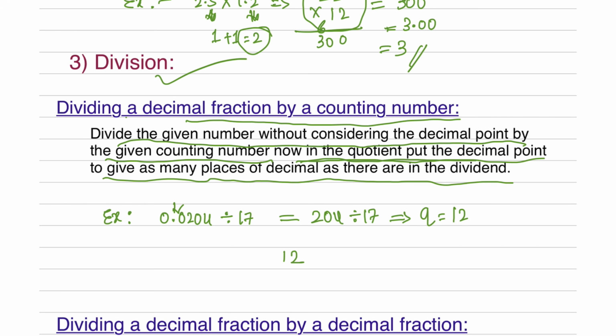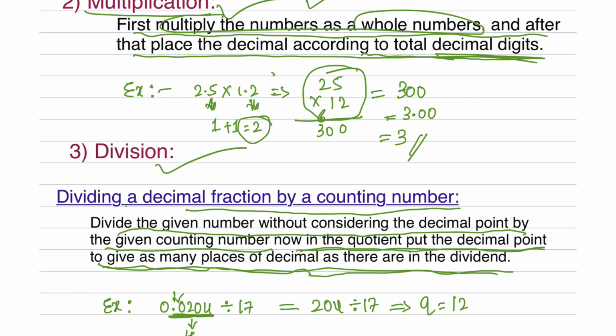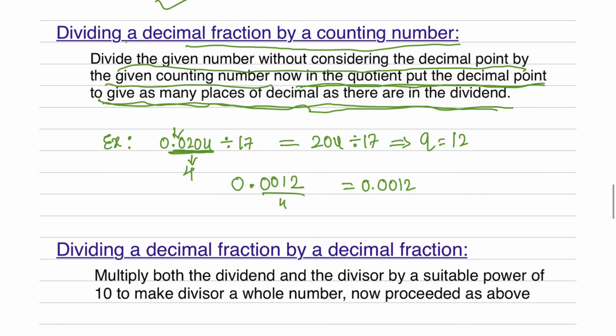Now in the quotient put the decimal point to give as many places of decimal as there are in the dividend. See how many digits are there after the decimal point? 4. Now you should make it 4 digits and keep the decimal point. Means you add 2 zeros, it will be 4 digits, and keep the decimal point. So 0.0012 is the answer. So as we did in multiplication, first we multiplied and then we kept the decimal point. In the same way, divide as a whole number and after that you can count the digits and keep the decimal place.